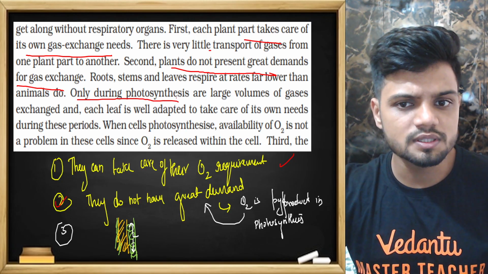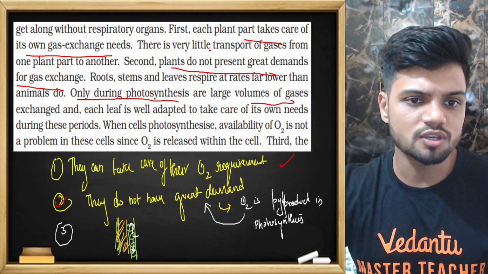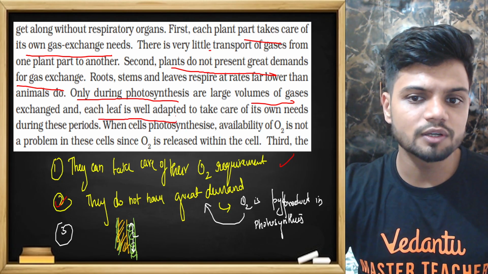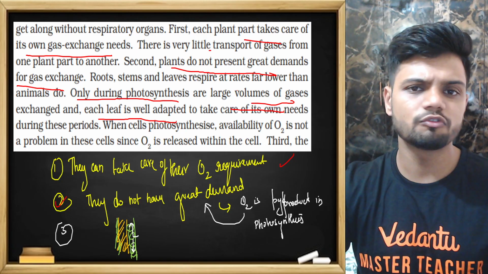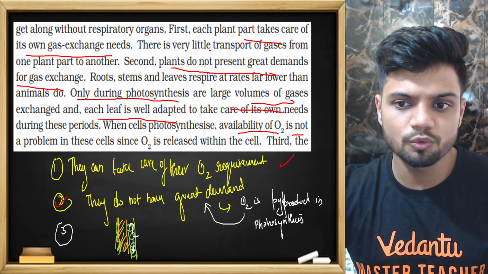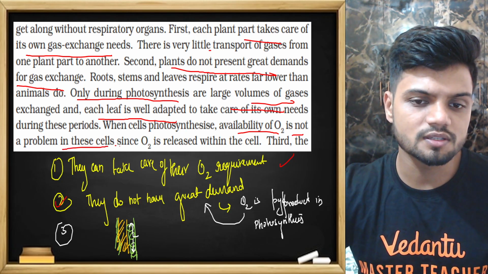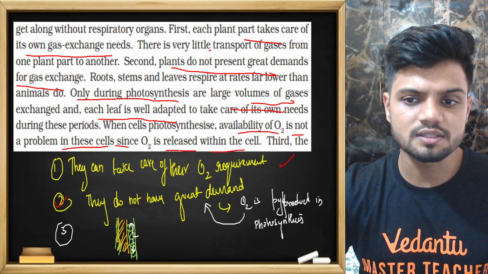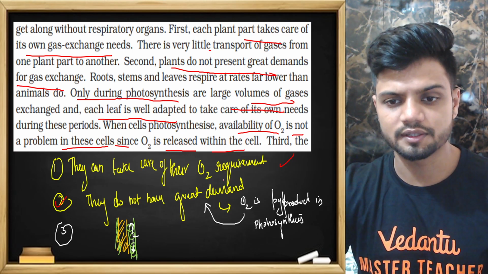Only during photosynthesis is a large volume of gas exchanged, and each leaf is well adapted to take care of its own needs. That is photosynthesis. When the cells photosynthesize, available O2 is not a problem in this cell since O2 is released within the cell. Second point right here, done.